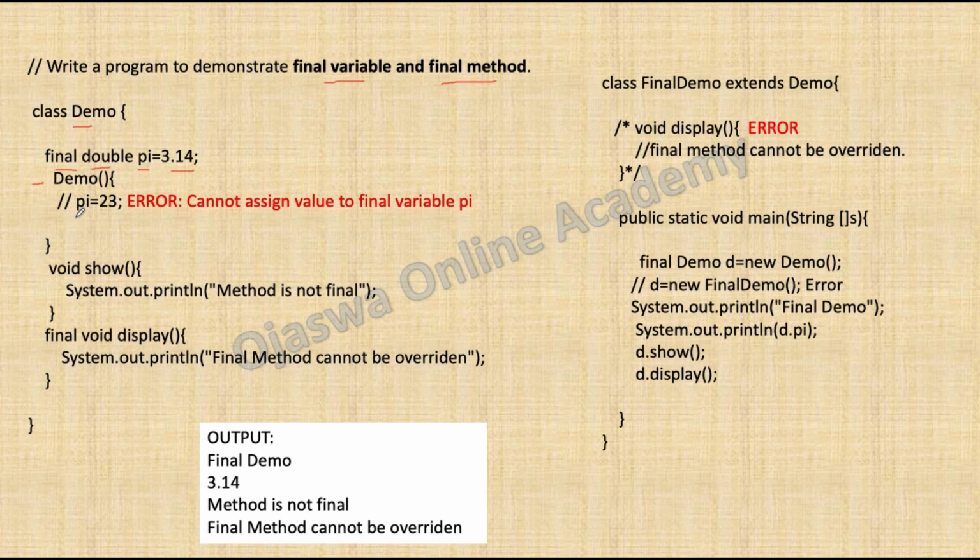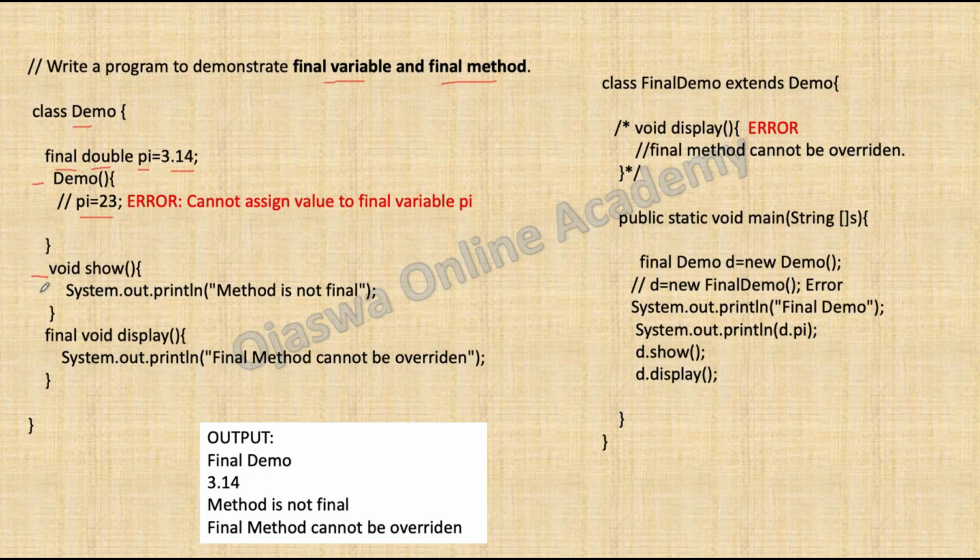You can just try out to check whether you can reassign value for the final variable. If you do this, pi equal to 23, once you have initialized your variable over here, pi equal to 3.14. If you are trying to reassign the value again, compiler will throw an error saying cannot assign value to final variable pi. I have commented this out. You can try this while executing your program in the IDE.